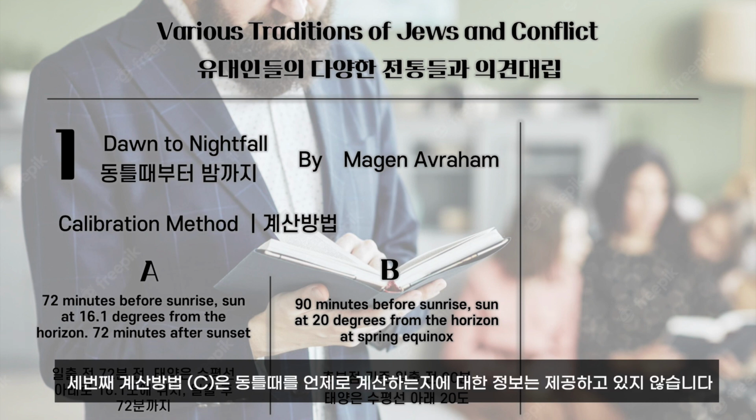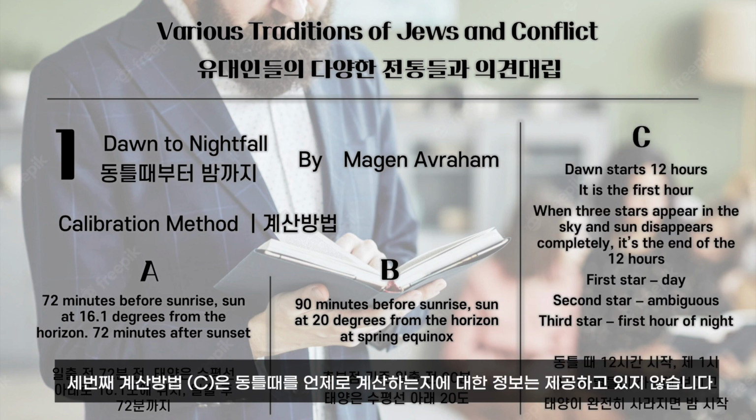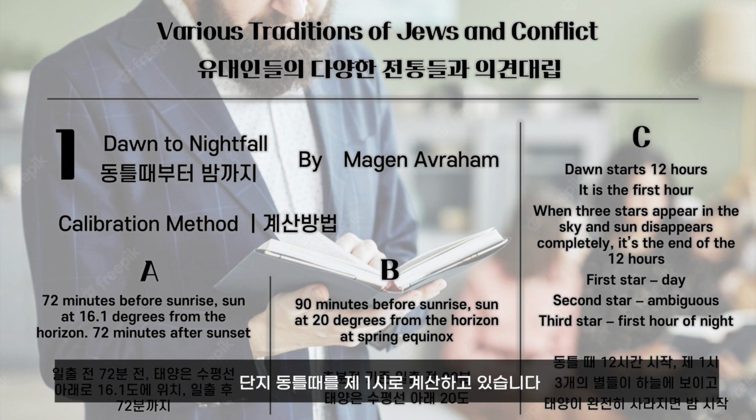Calibration method C does not provide a method for when dawn starts. However, it provides that one has to count the hour of dawn inclusively, meaning the time of dawn is equal to the first hour, and nightfall starts when 3 stars appear in the sky, which marks the end of the 12 hours.